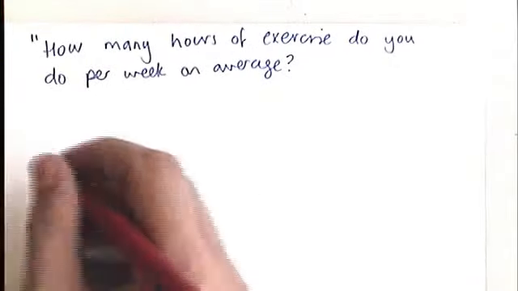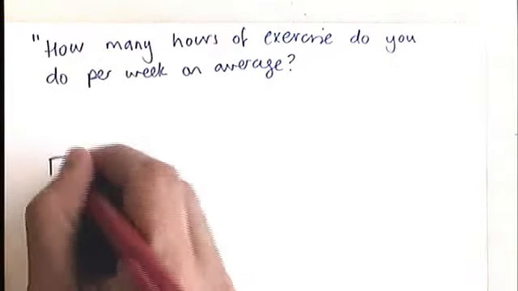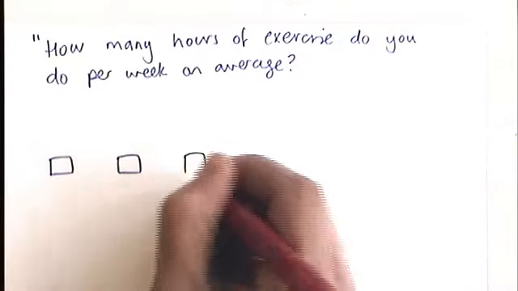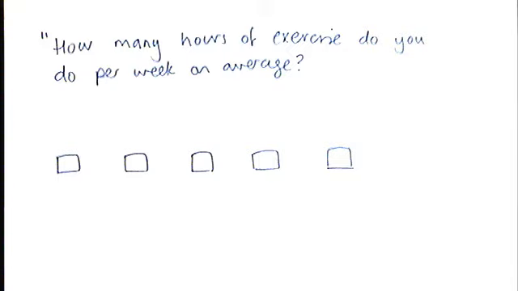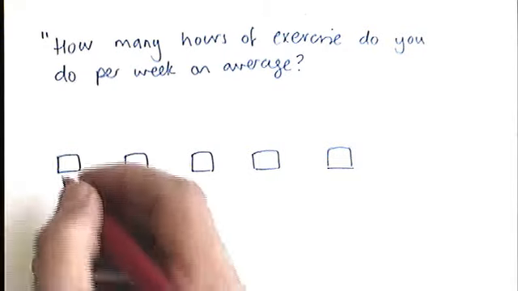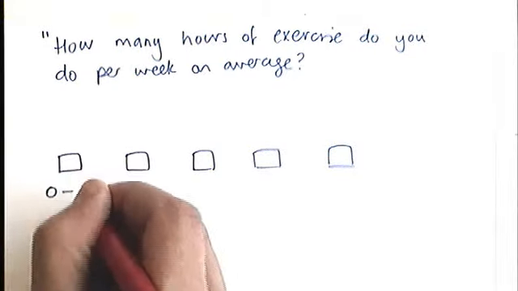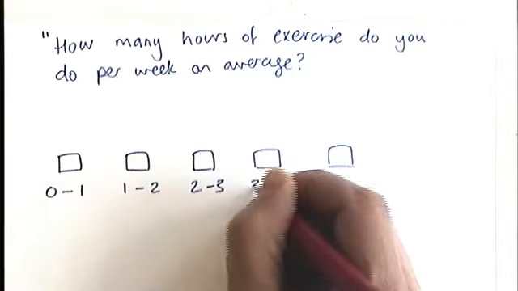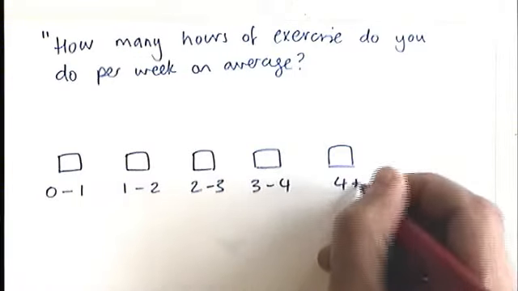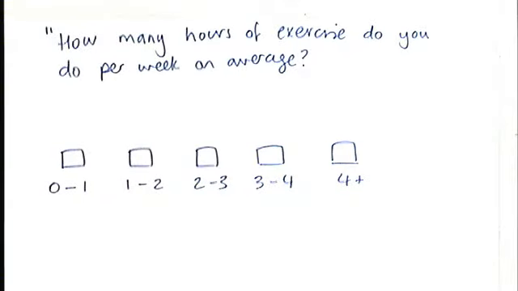Now, what lots of people would be tempted to do would be to come along and put their tick boxes. Remember, a response section means tick boxes. So you probably want 4 or 5 of those. Lots of people are tempted to do something like this. 0 to 1 hours, 1 to 2 hours, 2 to 3 hours, 3 to 4 hours, 4 or more hours. That's not going to get you your mark.